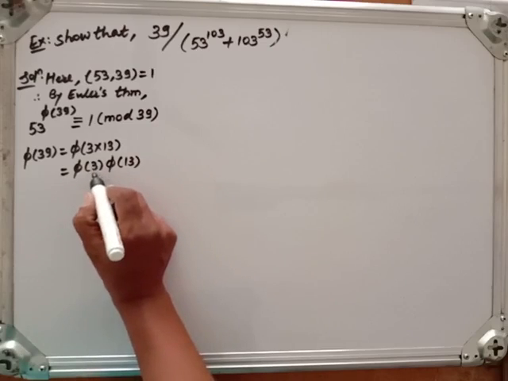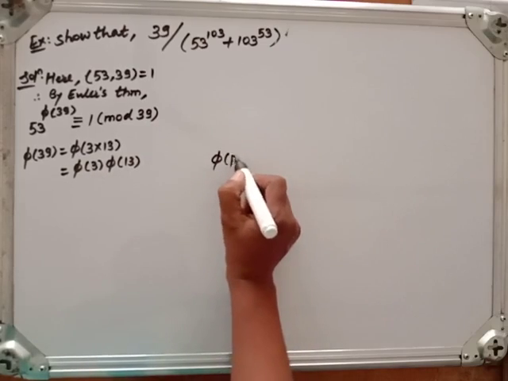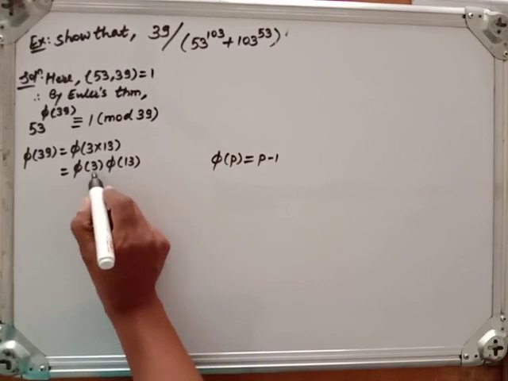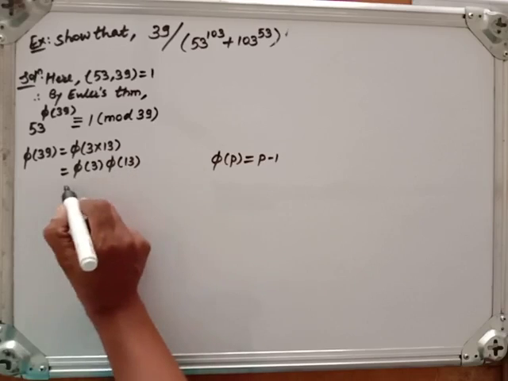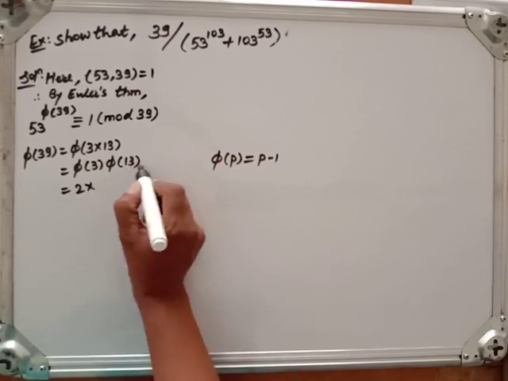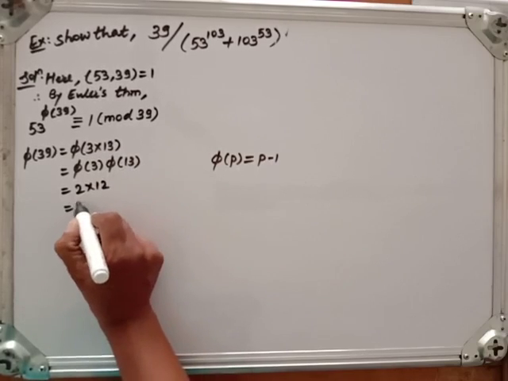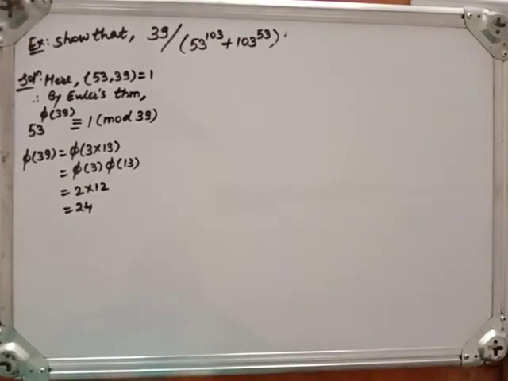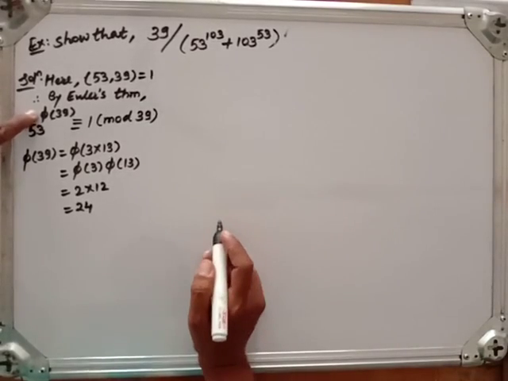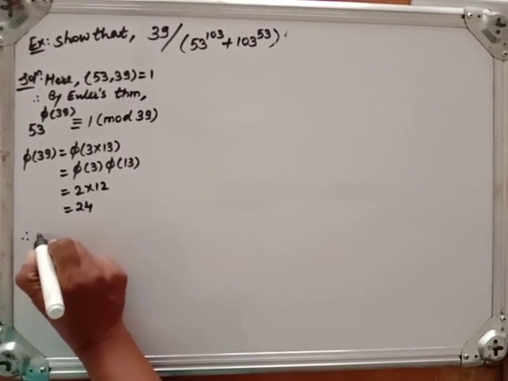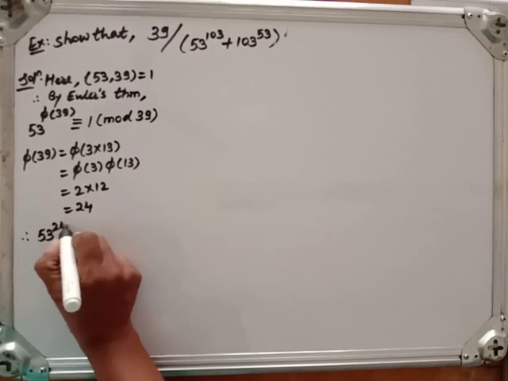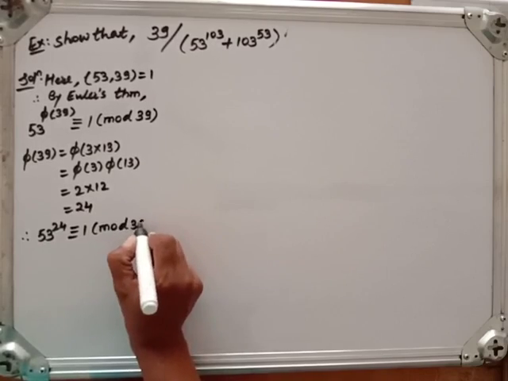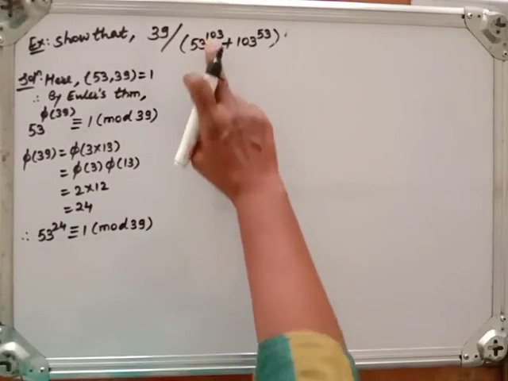Now 3 is a prime number. If p is a prime, then phi of p is what? p minus 1. So using that property, 3 is a prime, 13 is also prime. So here phi of 3 is 2 and phi of 13 will be what? 12. So phi of 39 is 24. So we get the value of phi of 39. Let us substitute that value here. Therefore we get 53 raised to 24 congruent to what? 1 modulo 39.